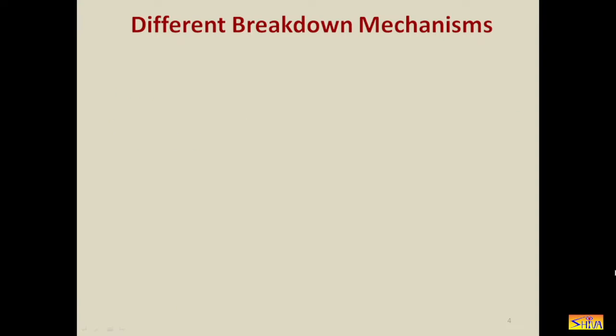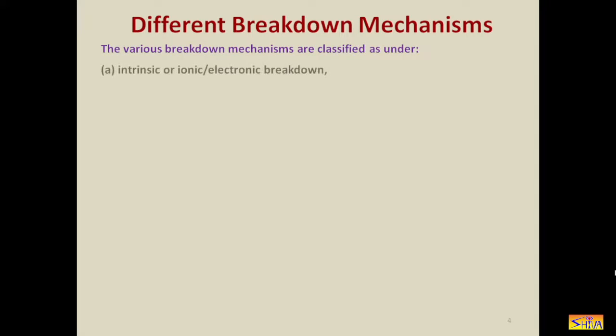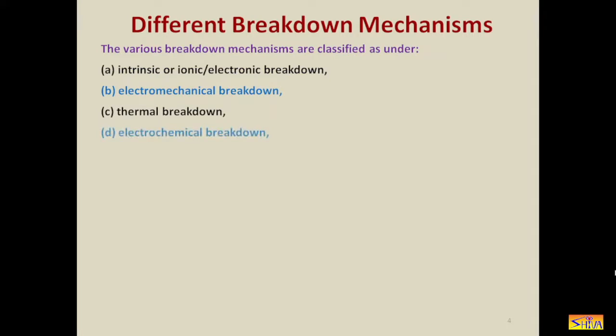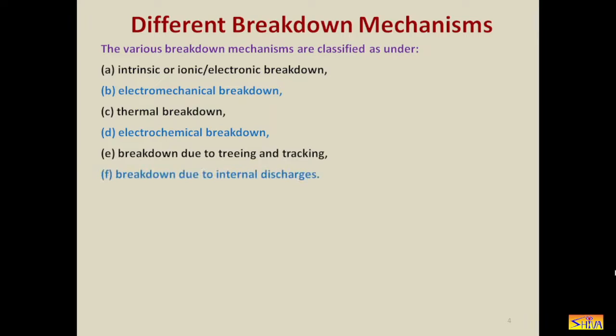Now let us see what are the different breakdown mechanisms in solid dielectrics. First is intrinsic or ionic or electronic breakdown. Second is electromechanical breakdown. Third is thermal breakdown. Fourth is electrochemical breakdown. Fifth is breakdown due to tearing and tracking. And the last one is breakdown due to internal discharges. Now I will discuss all these breakdown mechanisms one by one.